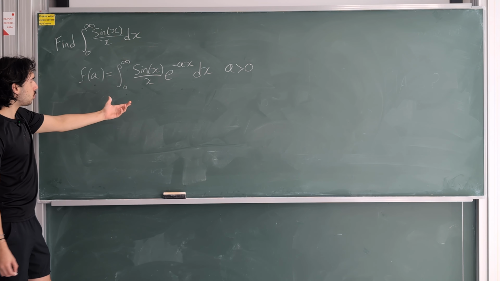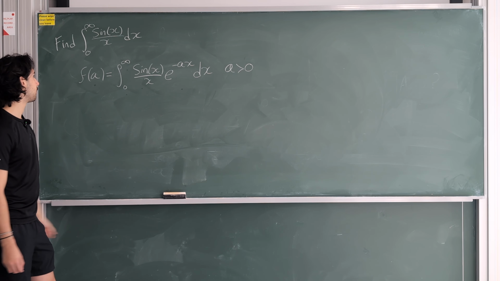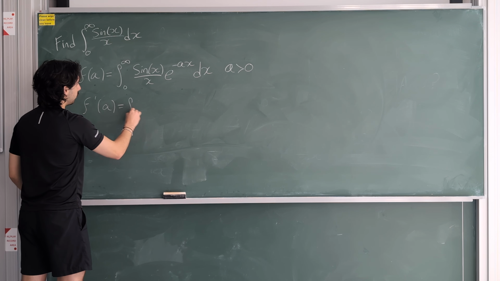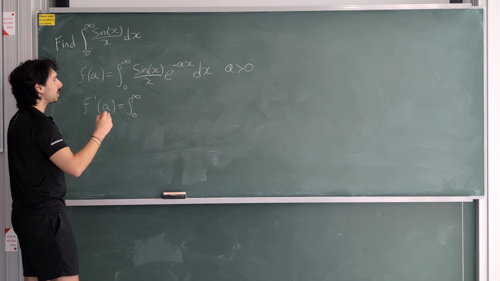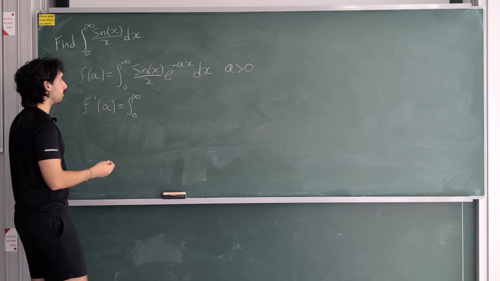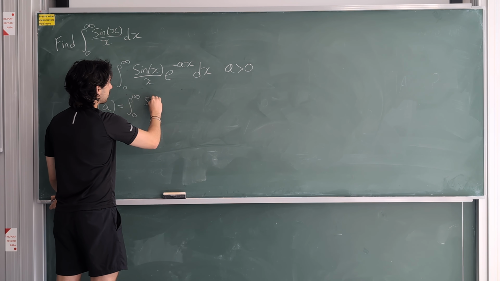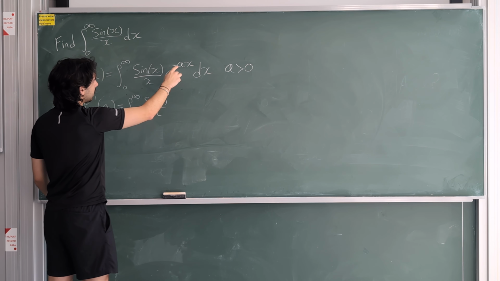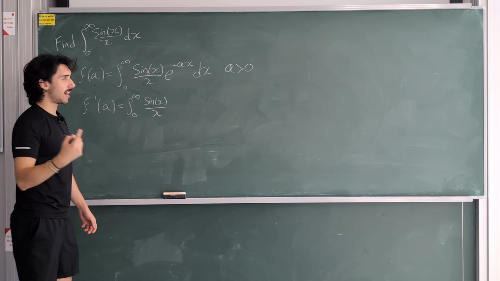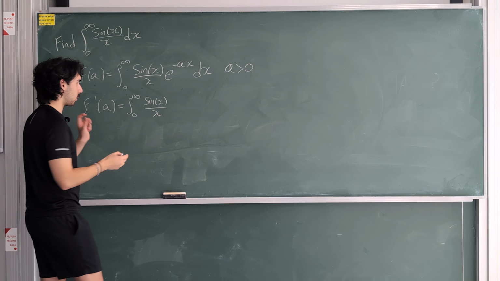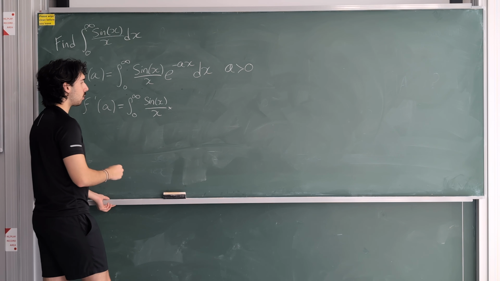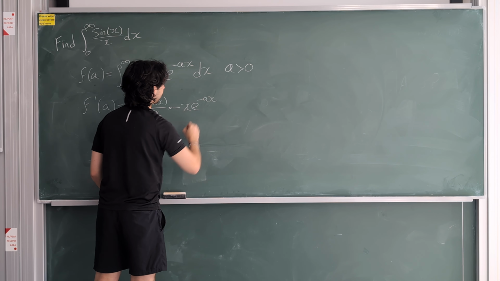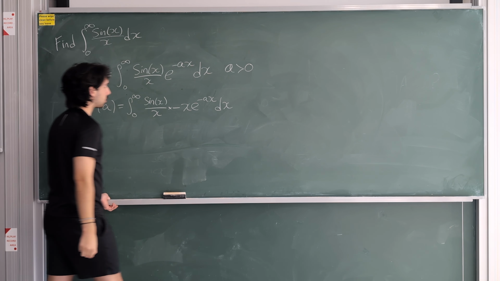Okay, so we're going to differentiate it and then do the integral. The derivative of f of a is the integral from 0 to infinity, and remember, we're differentiating with respect to a. So we're going to have sine x over x, that's still there. That's a constant. And then when we differentiate e to the minus ax, remember, it's with respect to a. So a is the variable and x is a constant. So by the chain rule, we're going to get minus x e to the minus ax. I know that's crazy.